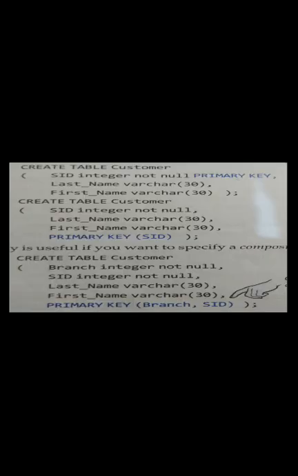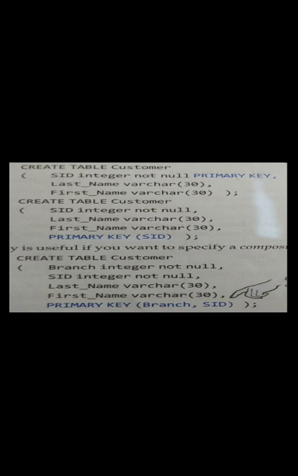Now create table customer. So these are the ways of putting the primary key constraints here. SID integer not null primary key. This is one way, where we have just written the attribute and there itself I have used my primary key constraint. Or if I forgot to use it there, then I can also write it at the end of the creation of the table, like SID integer not null, last name, first name, and after that I've written primary key SID. This also is fine.